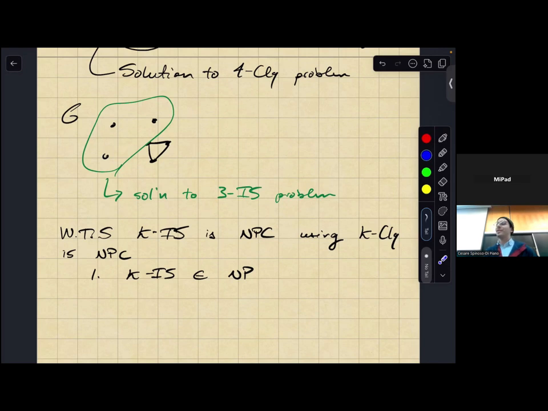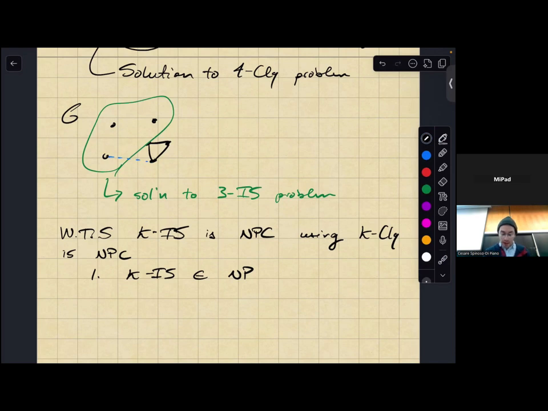Yes, independent from each other. Thank you. If you have something like this, then is this thing still an independent set? The answer is yes, because independent set means you're independent within the subgraph. Okay, good question.